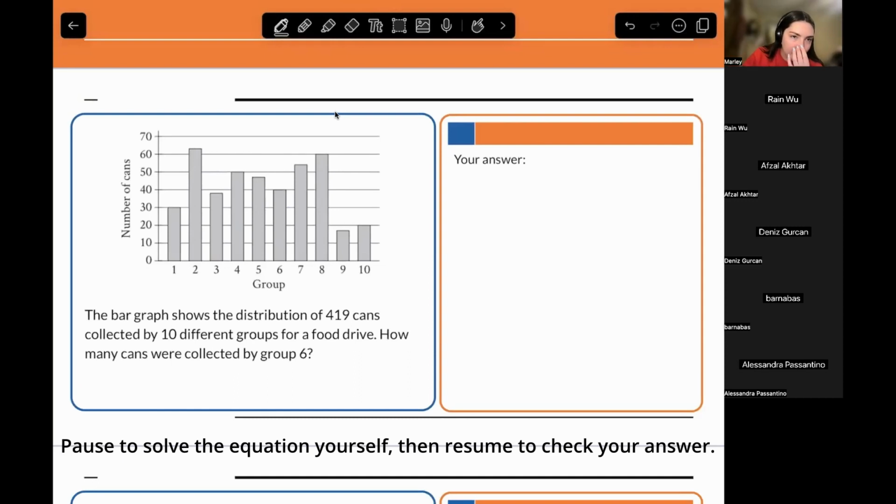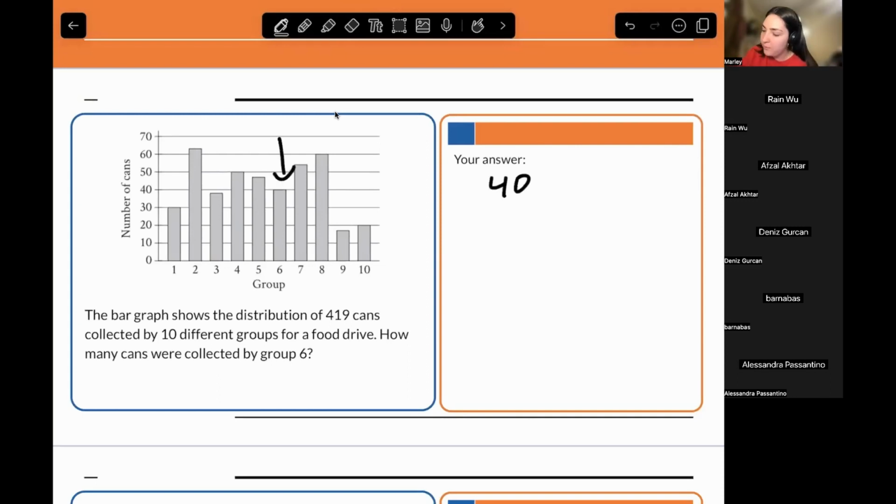Okay, a lot of people are getting the answer for this one. It is going to be 40. We just have to look at what our group number was, and then check what that frequency is.